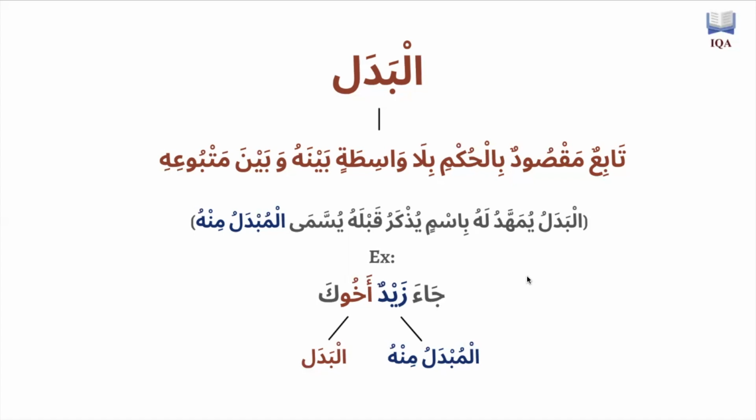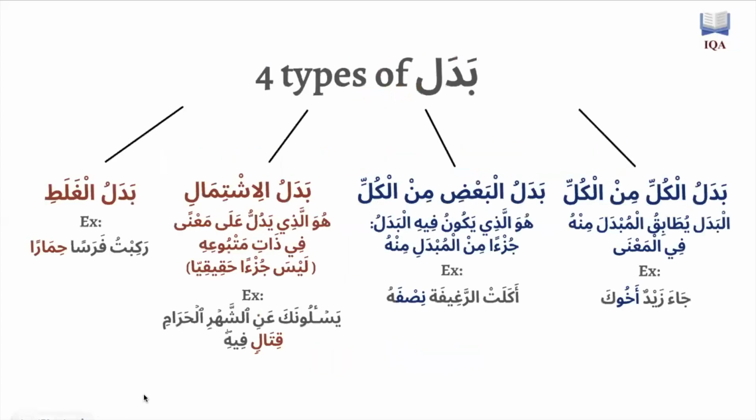Now in the Arabic language, there are many different types of badal. I'm just going to mention four different types, which are the main ones that you should try to remember. We have badalun kull min al-kull. This is that the badal is an exact substitute for the word that's being mentioned before, so it's an exact substitute for the mubdalu min. Badalul kull min al-kull means that it is completely substituting the other noun, if you will.